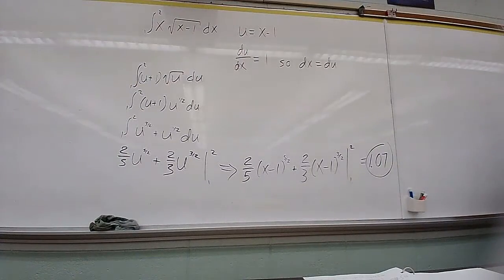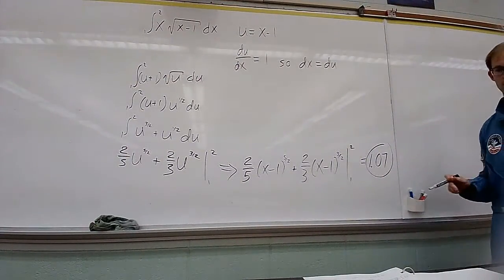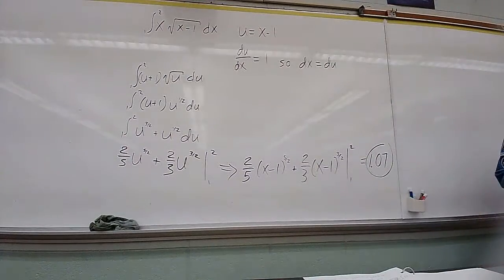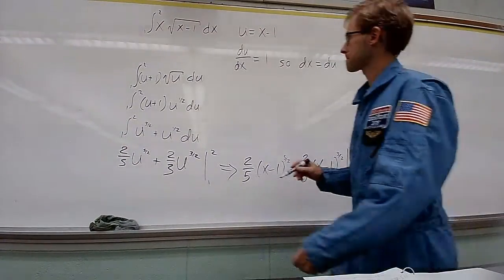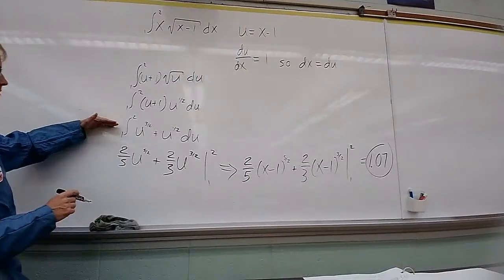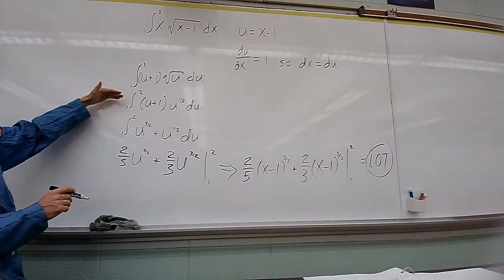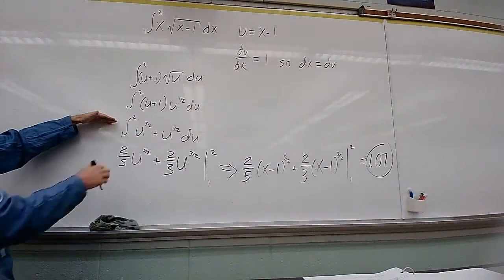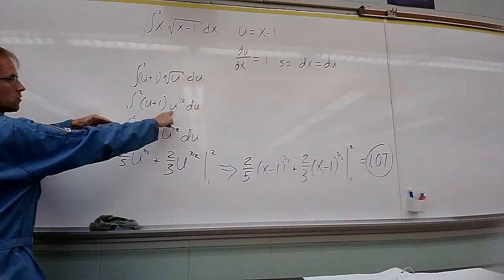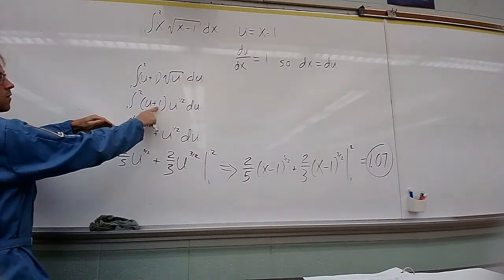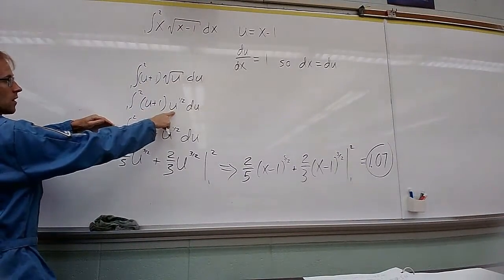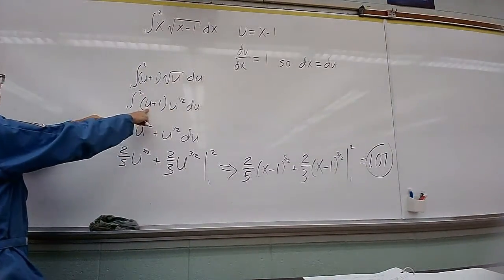Questions on number 3? How did you go from, like, the third line to the fourth line? From here to here? Yeah. I multiplied this u to the 1/2 by 1, and I multiplied the u to the 1/2 by u to the 1. Okay.